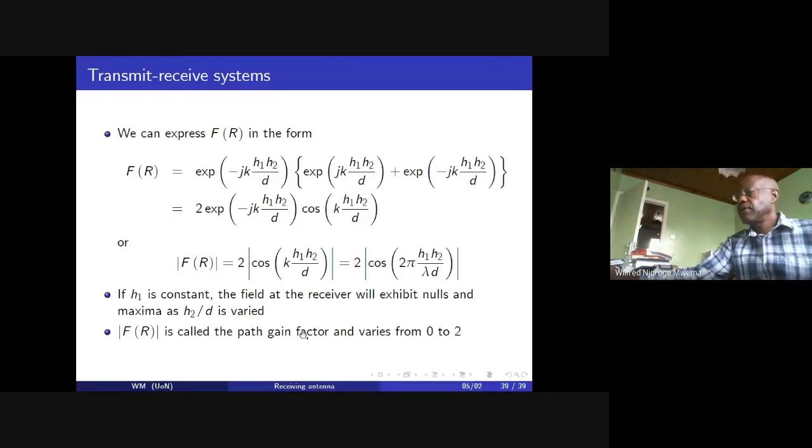So f of r is called the path gain factor, and will be varying from 0 to 2 as k h1 h2 by d is varied from 0 to pi, so to speak. And that brings us to the end of that section.